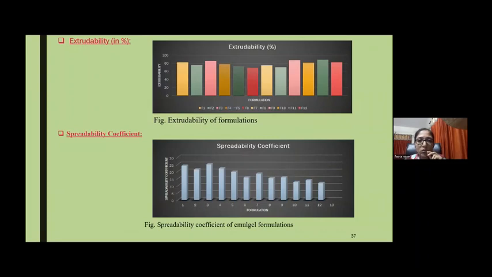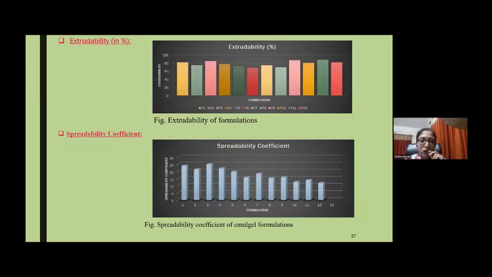Now extrudability studies. The extrudability was determined using an aluminum collapsible tube, and here the extrudability was found to be within a range of 78 to 85%.